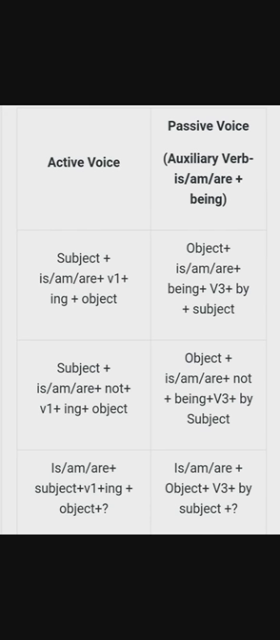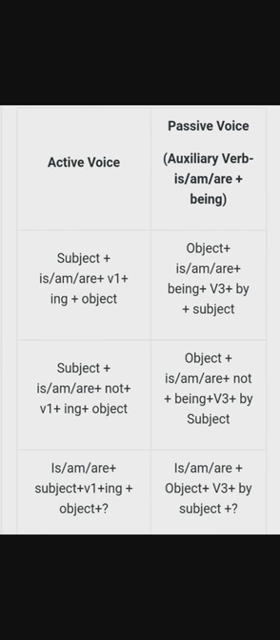Now how will you convert? Ram is playing football. It will convert to first the object, then the subject. So football will come first. Football is singular here, so what will we say? Football am won't be, football are won't be. So football is. Then being will be there. Football is being. The third form of the verb is play, played, played. So football is being played. Then by, and the subject will be Ram.